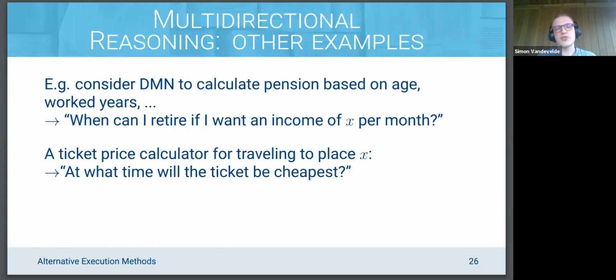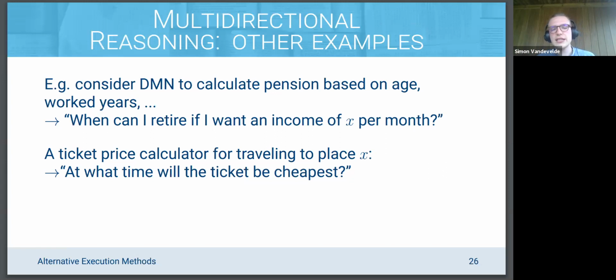Because I've been talking about the BMI case a lot, I have some other examples listed. Imagine that you have a DMN model which calculates a pension, or a retirement wage, I should say, based on age and work years and so on. One of the logical questions is, of course, when can I retire if I want an income of X per month to stay financially viable? Something like that we can perfectly do by just taking the original DMN model and using it in reverse, using the same knowledge.